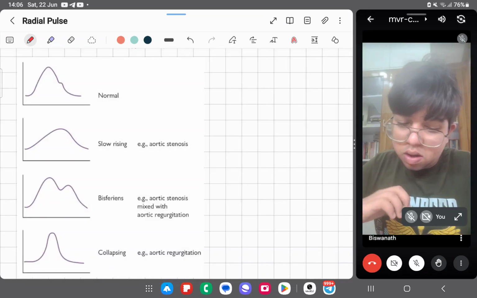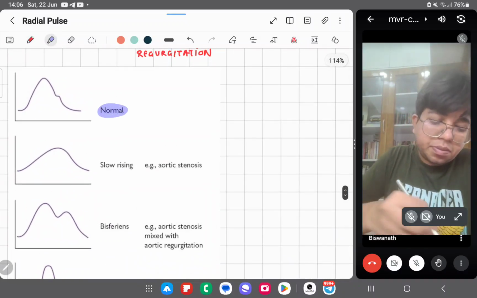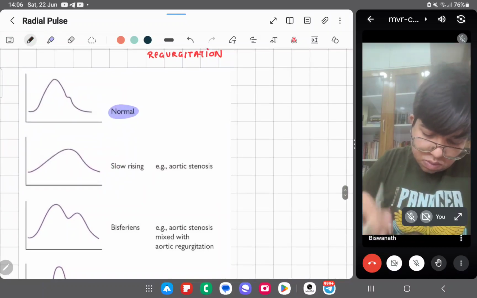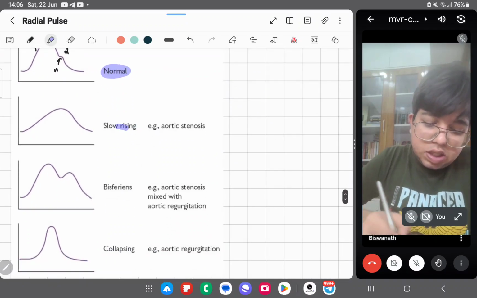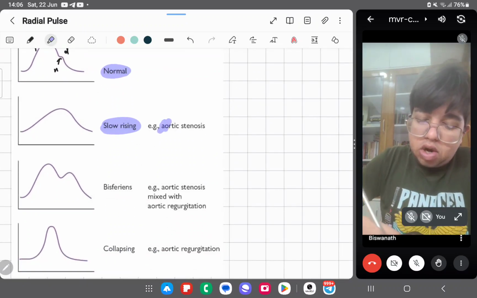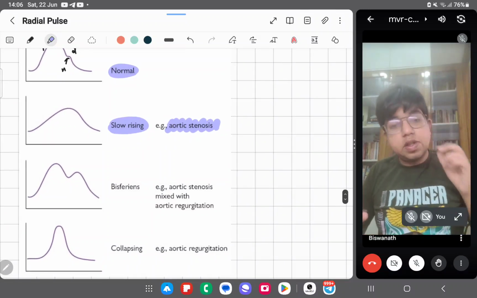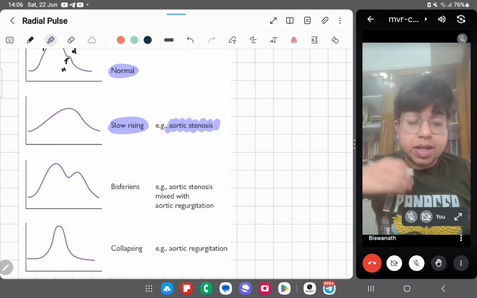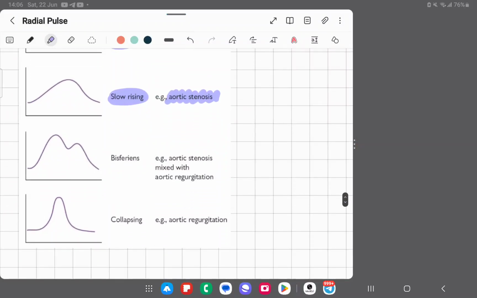Just see here. This is a normal pulse. This is the P wave, the D wave, and this is the dicrotic notch N. This is a slow rising pulse as seen in aortic stenosis, because this part is stenosed, right? So it is a slow rising pulse. You can see this type of pulse.